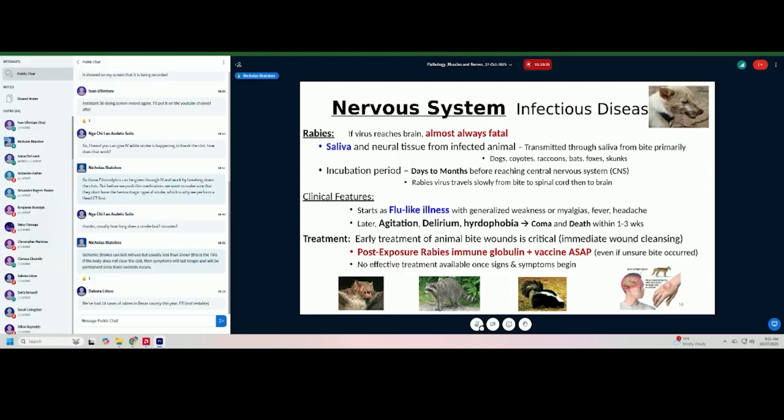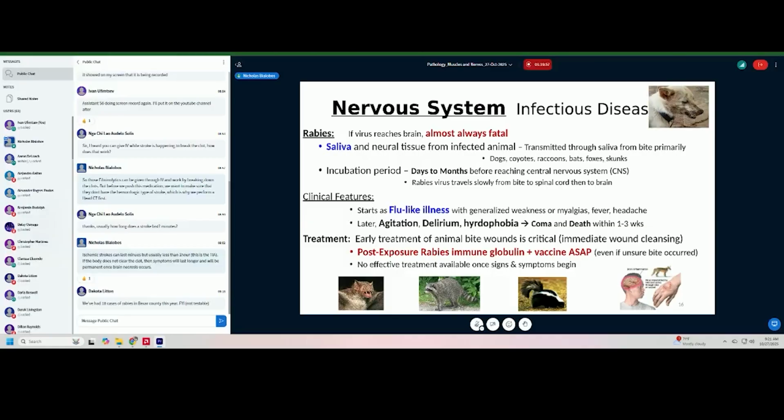So we're trying to get those antibodies to that site so it can kill that rabies virus before it starts to spread up the nerves. But not only that, we're going to give them the vaccine too, because we want to give them the antibodies and we want to make sure that they're making antibodies. So we'll give them the vaccine. And it says, even if unsure if bite occurred, this is true.